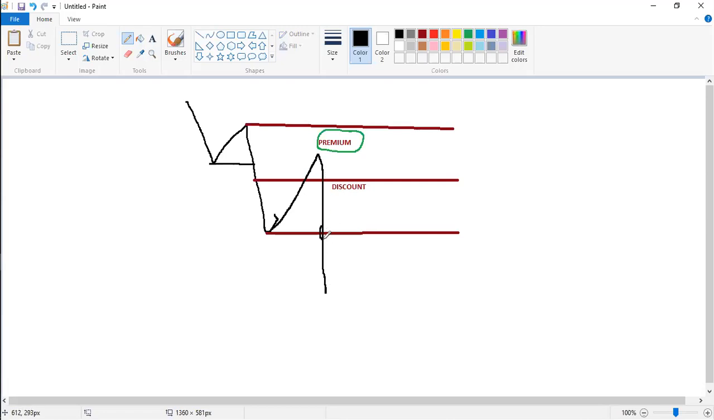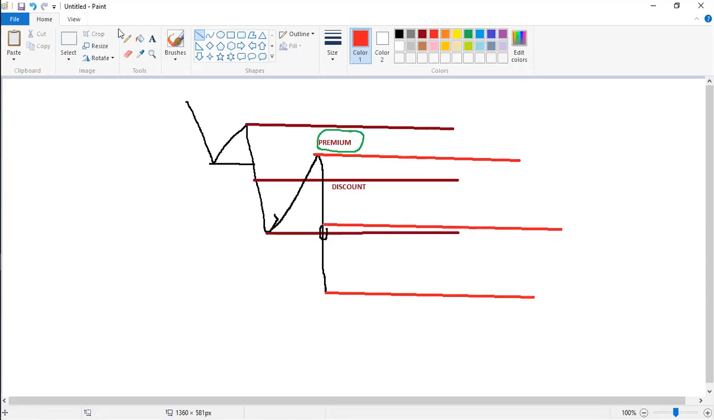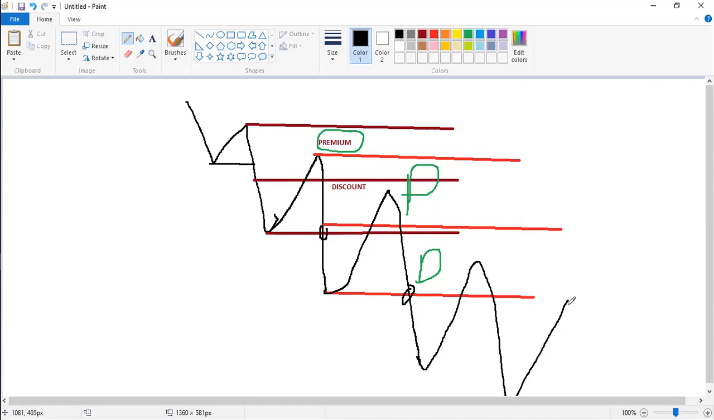Break market structure, you mark the new range. This is the new high, this is the new low, this is the new 50%, and this is the new premium and new discount. Wait for price to come back to premium, you sell, and then BMS again here. So we always want to sell in premium.